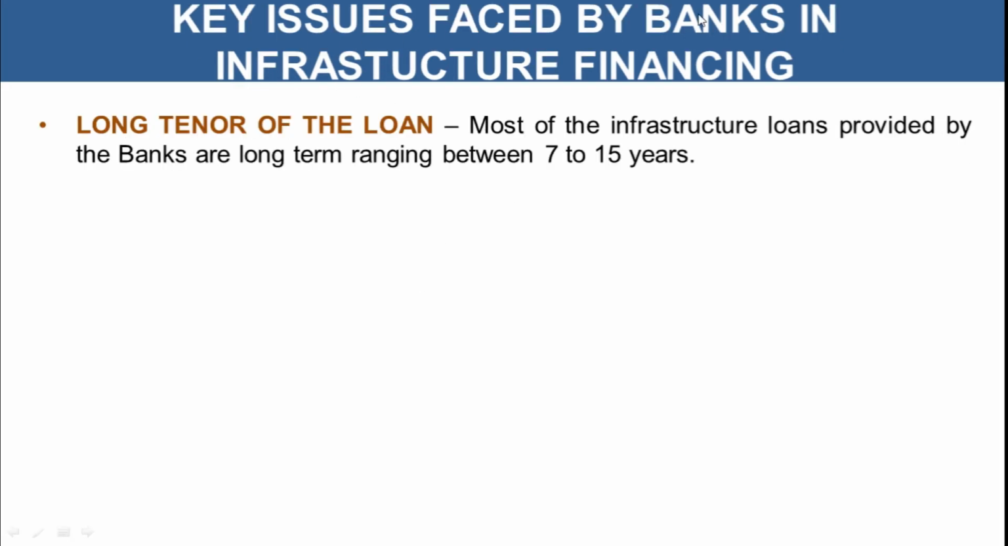Now, key issues faced by banks in infrastructure financing. It was an opportunity for banks to serve such a huge loan amount, but along with this, it also comes with issues which the banks were facing, because it could lead to higher NPAs if there was any default in the loan repayment. So first issue was long tenure of the loan. No other loans were involving such a long tenure. So most of the infrastructure loans provided by banks were long term, ranging between 7 to 15 years. Because the time involved was so long, the risk involved was also on the higher side, and the repayment was coming after a long period of time to the banks and the FIs.